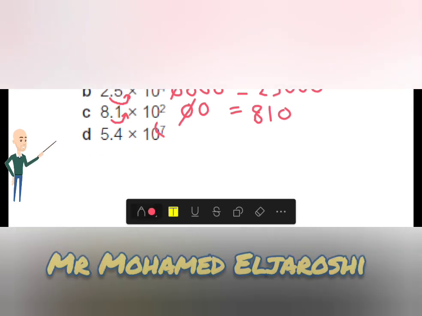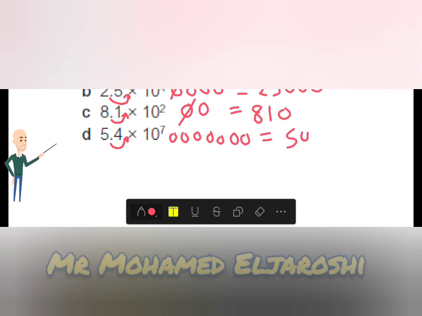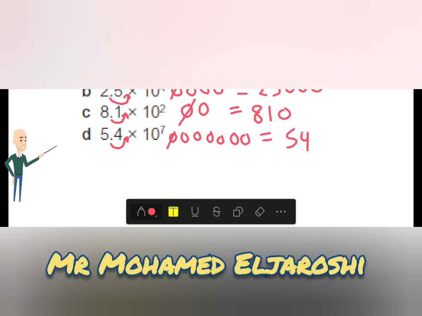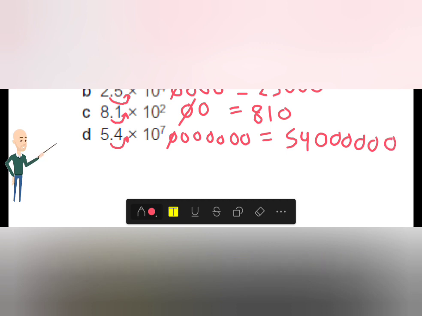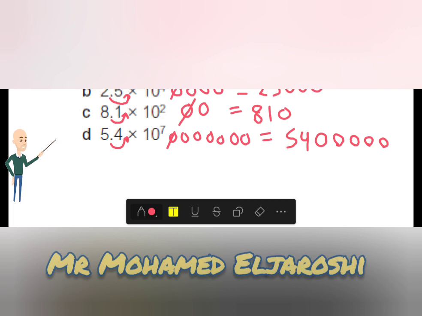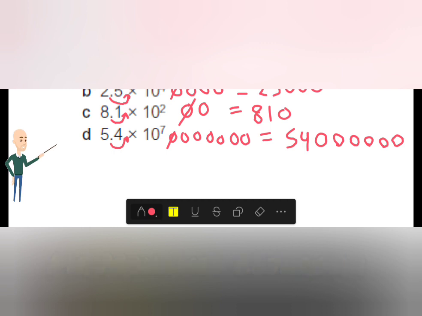We have 7 zeros here. So we write 7 zeros: 1, 2, 3, 4, 5, 6, 7. Now I'm writing the zeros just to explain to you how to remove a zero with the movement of the decimal point. We're going to move the decimal point here. So it's going to be 5, 4. And we remove one of the zeros with the decimal point. And we left 6 zeros. So we write them: 4, 5, 6. So they are 6 zeros, right? Good. Now we finished D.